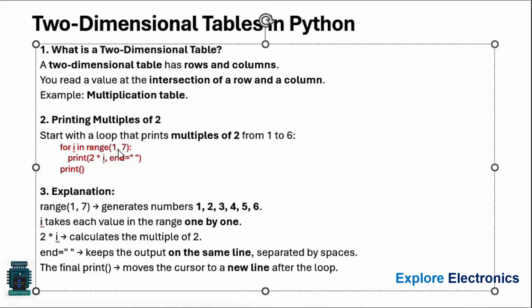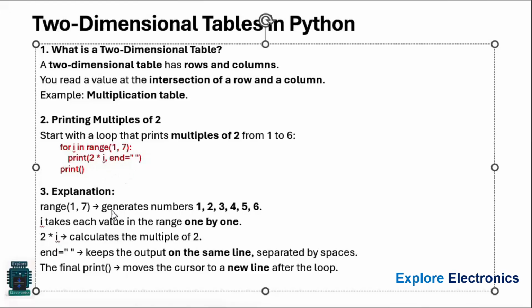Range 1 to 7 takes the values from 1 to 6. Print 2 times i calculates the even numbers. The i will be 1, 2, 3, 4, 5 till 6. This will print the numbers on the same line separated by a space. After the loop ends, print moves to a new line. It will print the output as 2, 4, 6, 8, 10, 12, separated by spaces.